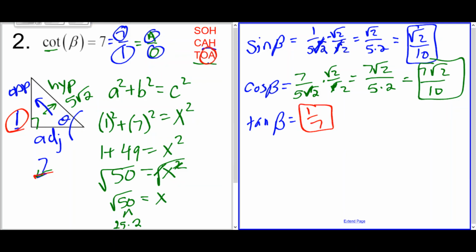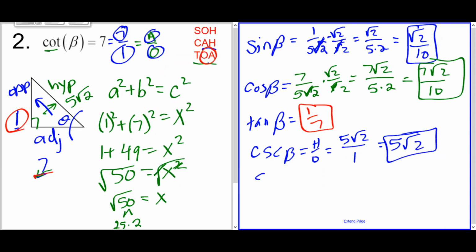Now we'll find the cosecant of beta. Cosecant of beta is the reciprocal of sine. So this would be hypotenuse over opposite. Hypotenuse is 5 square root of 2 and opposite is 1. So this would just be 5 square root of 2. Secant of beta, this is the reciprocal of cosine. So this will be hypotenuse over adjacent. So hypotenuse is 5 square root of 2, and adjacent is 7. So this will be your answer for that one. So these are your 5 additional trig functions for example 2.